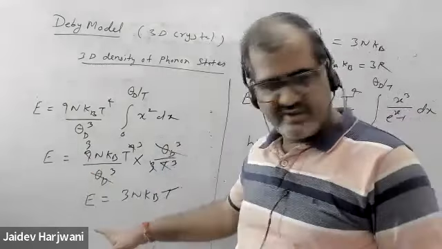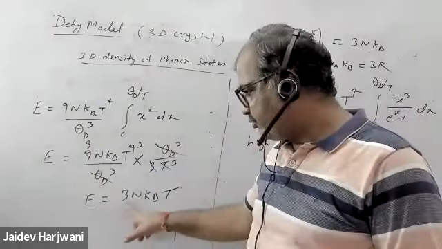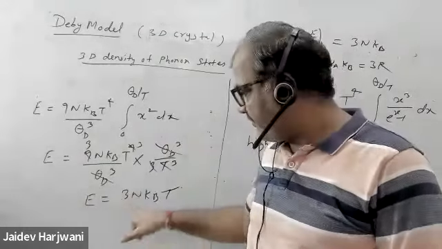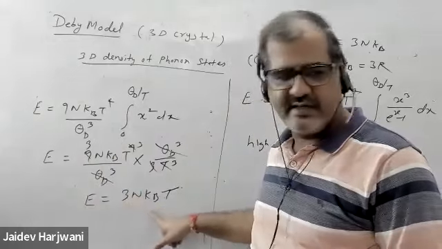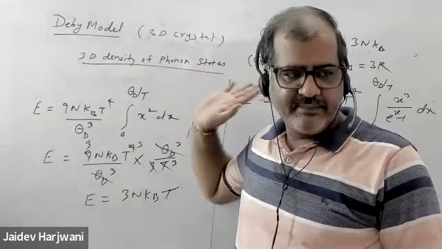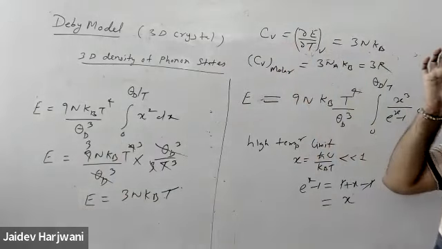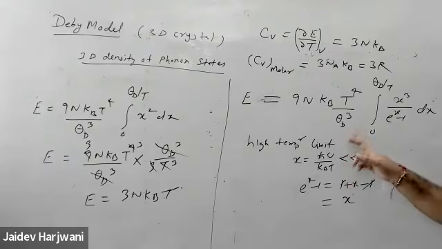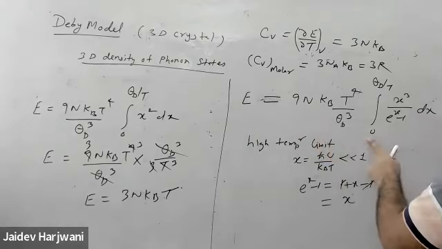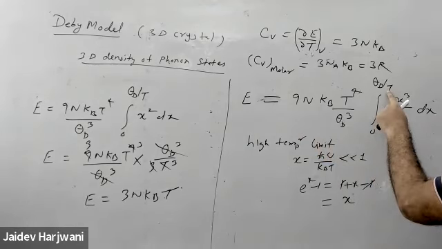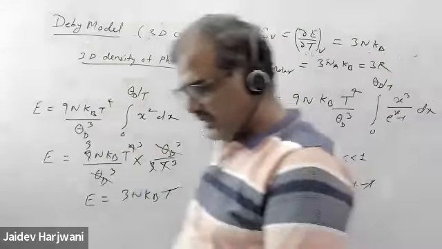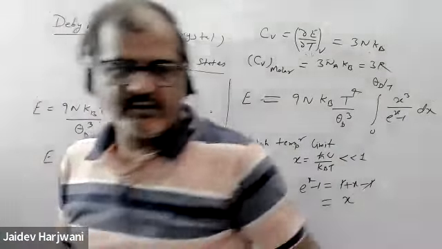Now I am done for the 3D crystal. If you do 2D, you get 2 n kBT here. If you do 1D, you will get n kBT here, and you just differentiate. So at high temperature, you'll get this kind of expression. Now the same thing you have to do for the low temperature limit. This integration you have to solve for the low temperature limit. T is very low, so this limit will become infinite.